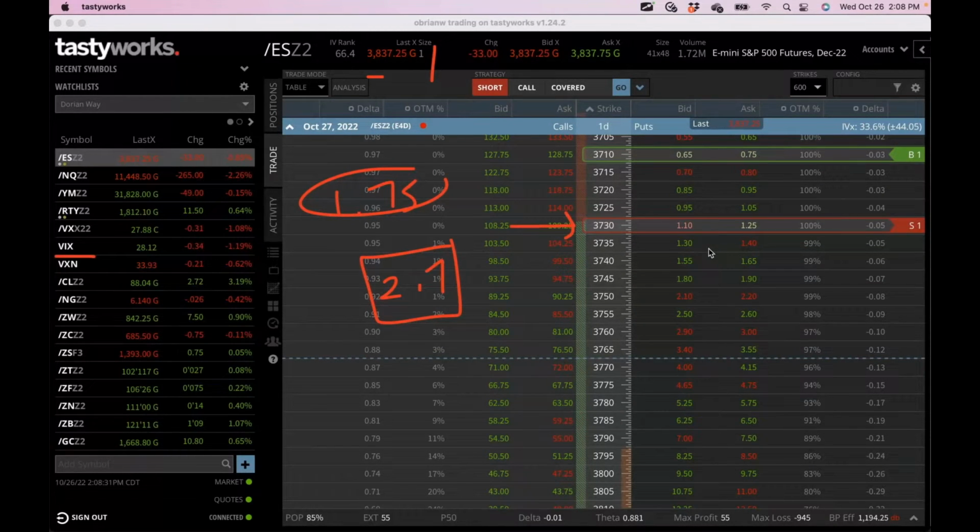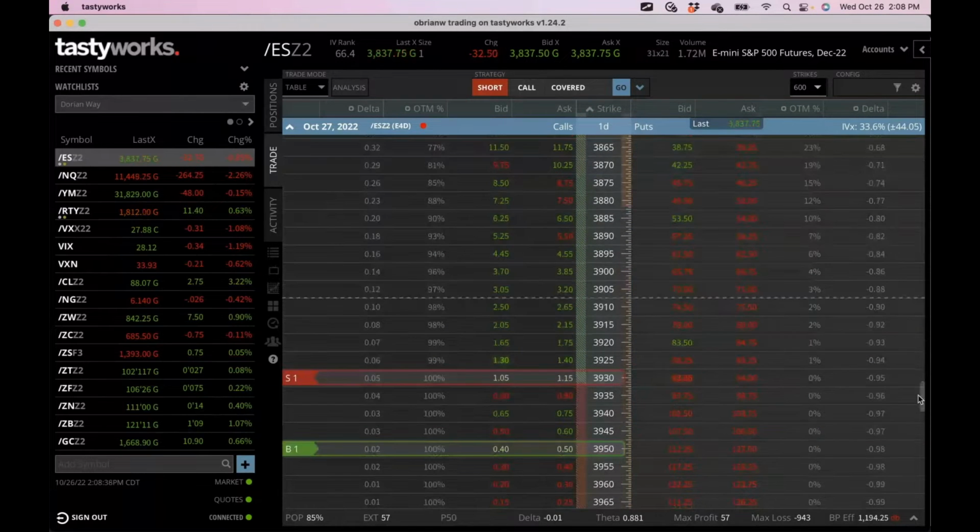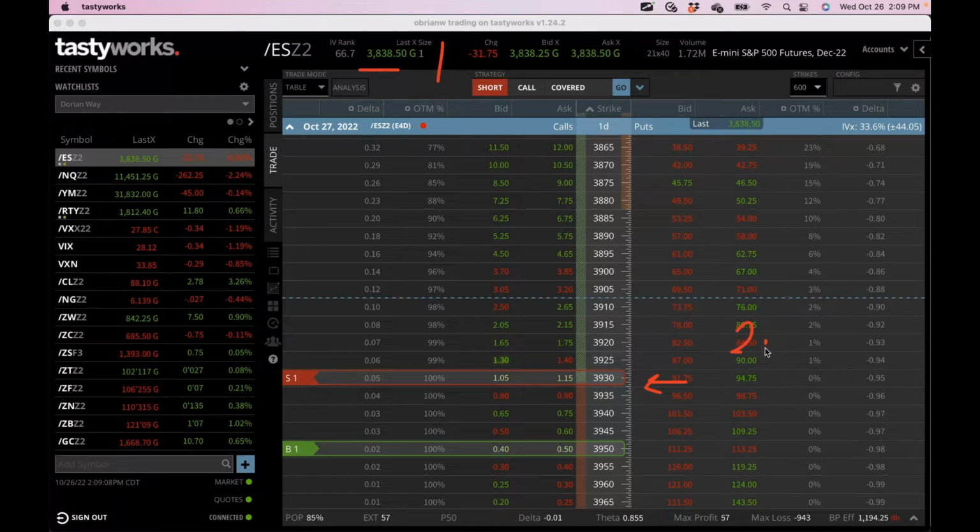Now let's check the call side and see how far that is away. Then we can determine which side we want to adjust after we look at one other type of criteria. Once again, we're just going to do the percentage calculation. We take this short strike, subtract the last price, and divide it by the last price. So I'm going to take the 39.30 minus 38.37, divided by 38.37, and that's going to give me 2.4% away. So the put side is 2.7%, the call side is 2.4%.